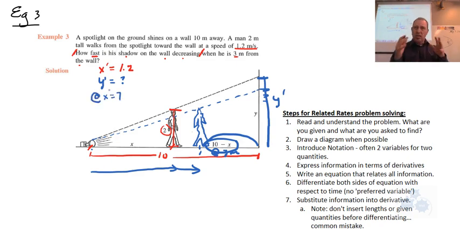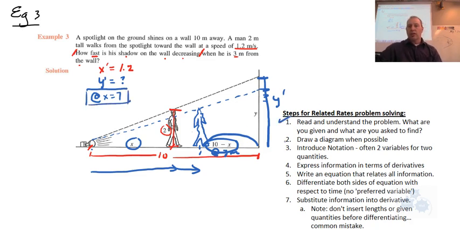So you kind of got to just think through logically a little bit. When he's 3 meters from the wall, the light's 10 meters from the wall, so he is 7 meters from the light. Here's the x equals 7. At x equals 7. So again, that's going to be tucked away for a little bit later. So we've understood the problem.